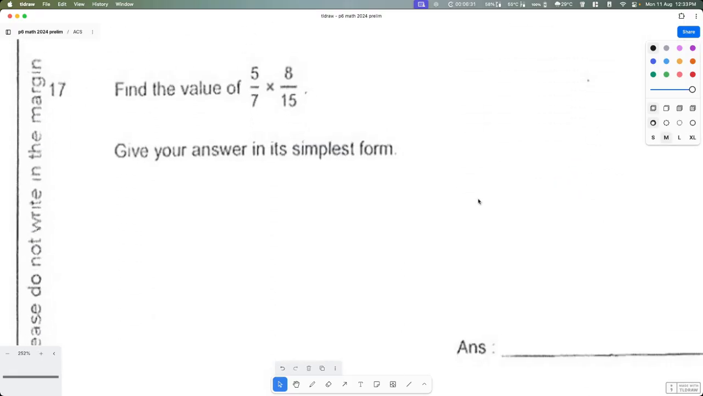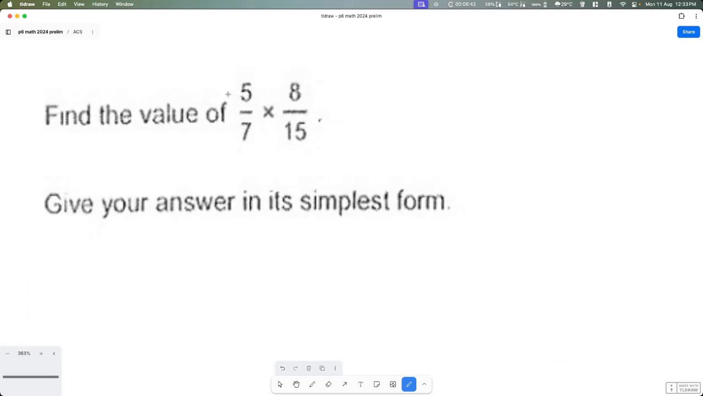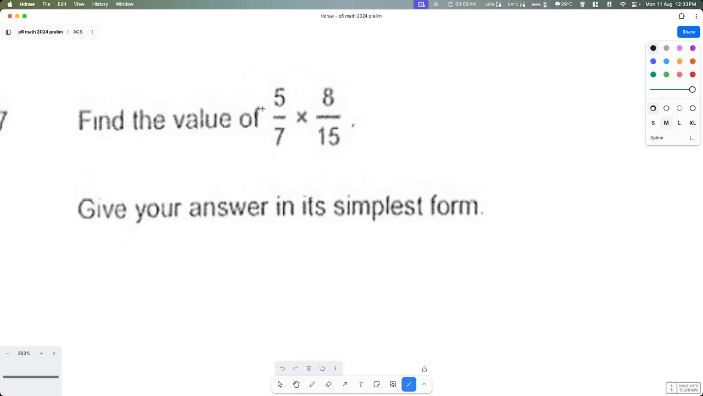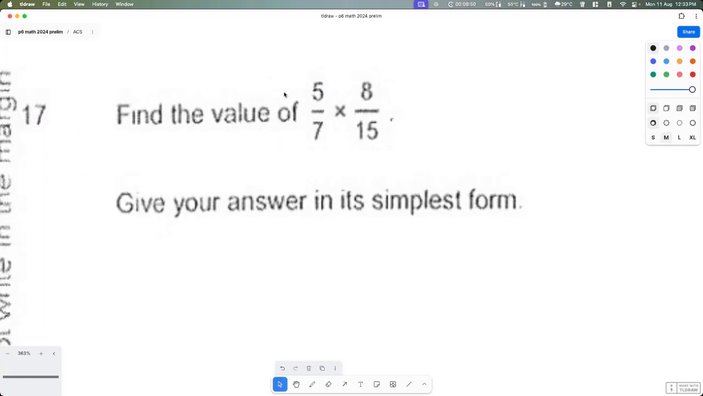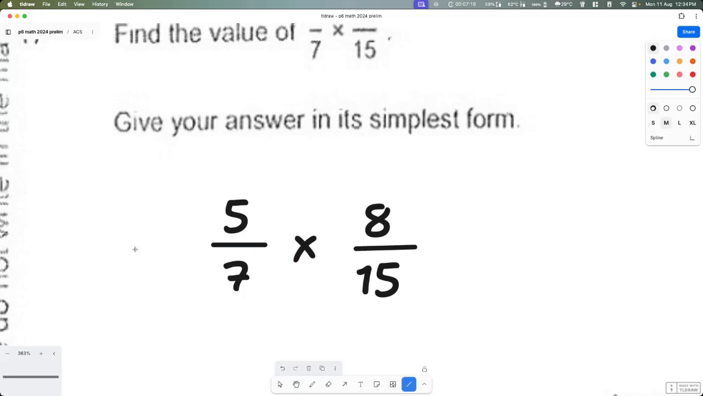Okay, let's move on to the next question. Question number 17. Find the value of 5 over 7 times 8 over 15. What we can do is cancel things out. For 5 and 15 over here, we can cancel 5 and cancel 15. So 5 divided by 5 is just 1, and then let's put 1 over here. And 15 divided by 5 is 3.